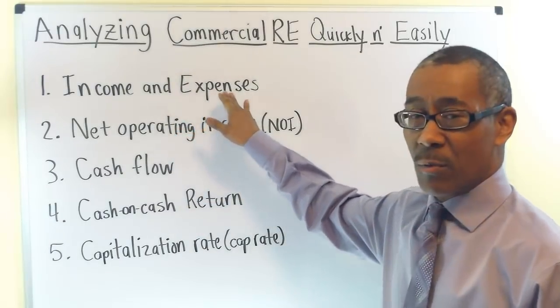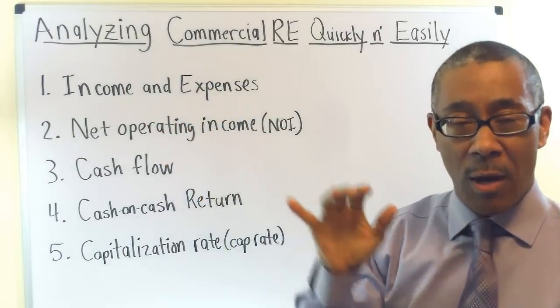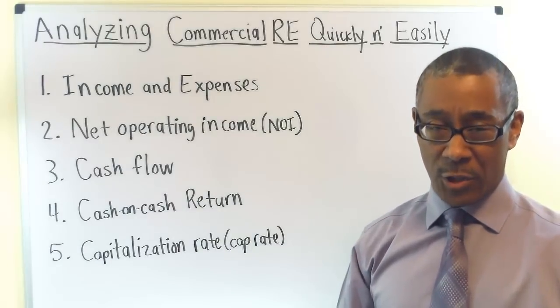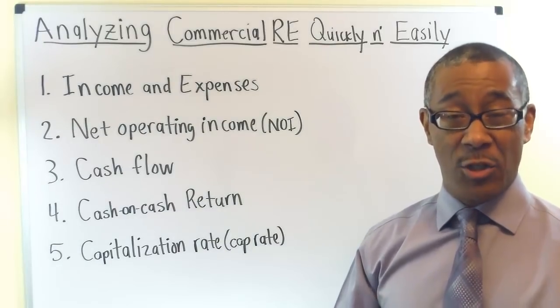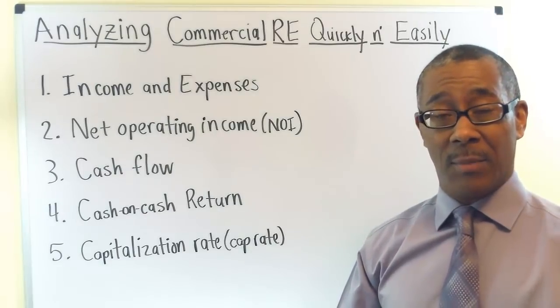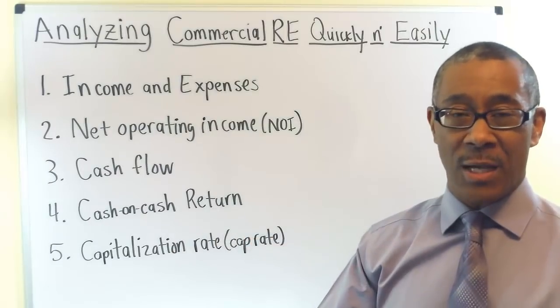Expenses are what the property incurs to operate the property. We call them operational expenses. They are insurance, taxes, utilities, repairs and maintenance, landscaping, property management fees, and the list goes on.